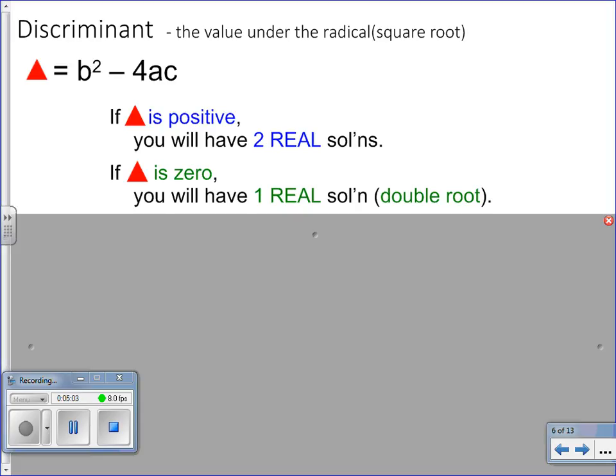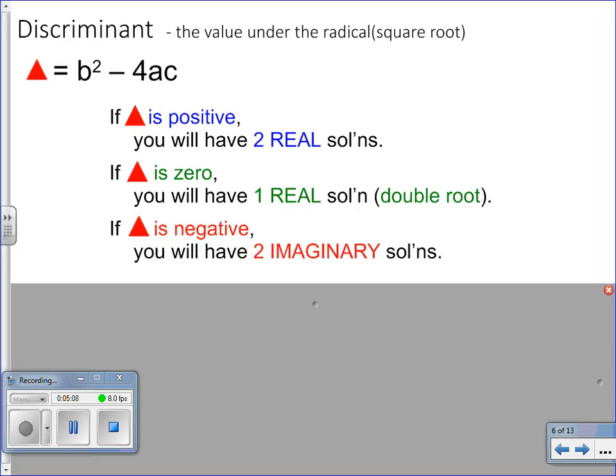And the last possibility for your discriminant is your discriminant could be negative. Now, if your discriminant is negative, that means you're trying to take the square root of a negative number, and we have discussed this about a week ago. Square roots of negative numbers are not real, they are imaginary. So when you do the square root of a negative number, or your discriminant comes out to be negative, you'll have two imaginary solutions. When you give me two imaginary solutions, I should see the i in them.